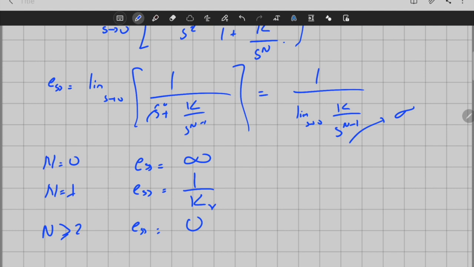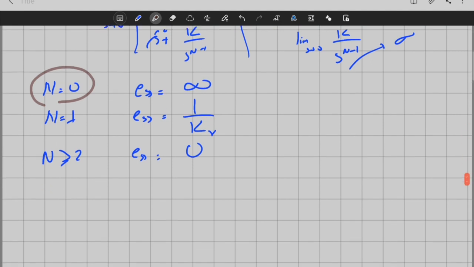So when we have a unit ramp input for a type 0 system, we have infinite steady state error, which means that it is simply bad. But when n is equal to 1, we have a type 1 system, and I have a constant steady state error, equal to 1 over kv, which is the velocity error constant of the system. And if I have a type 2 or higher type system, my steady state error is perfect, which means that it is equal to 0.